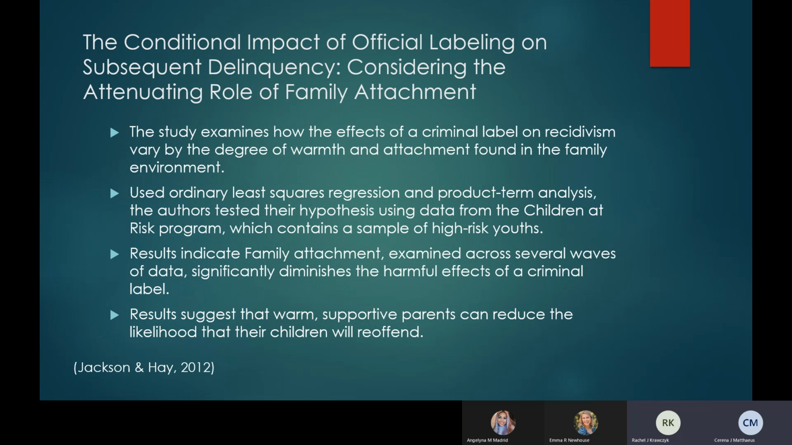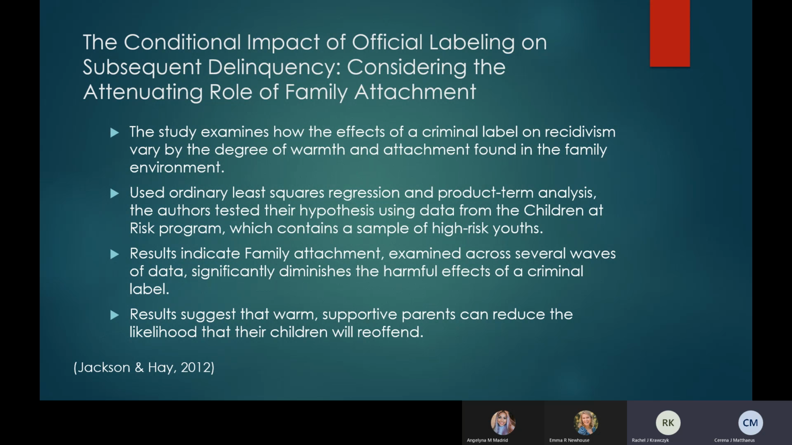So the first article is the conditional impact of official labeling on subsequent delinquency, considering the attenuating role of family attachment. The study examines how the effects of a criminal label on recidivism vary by the degree of warmth and attachment found in the family environment. The authors use ordinary least squares regression and a product term analysis.